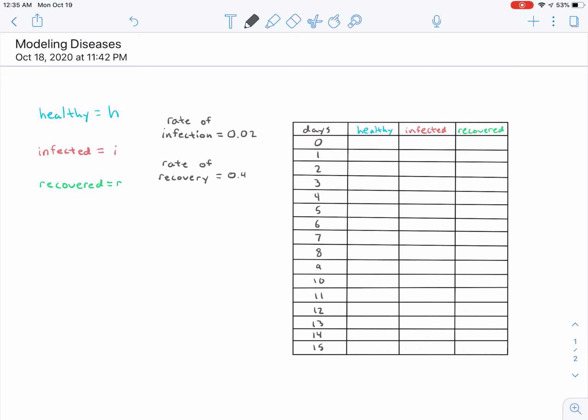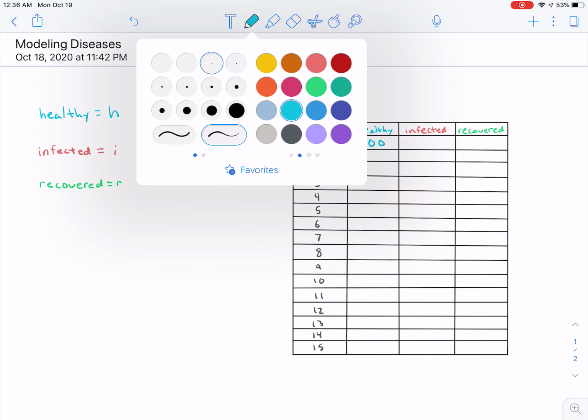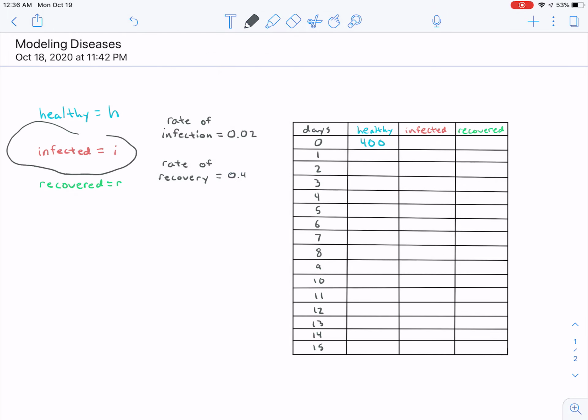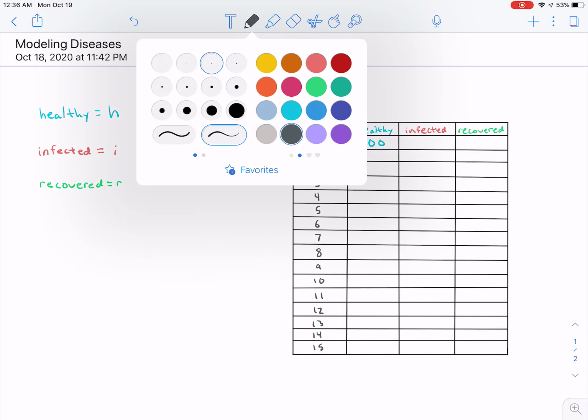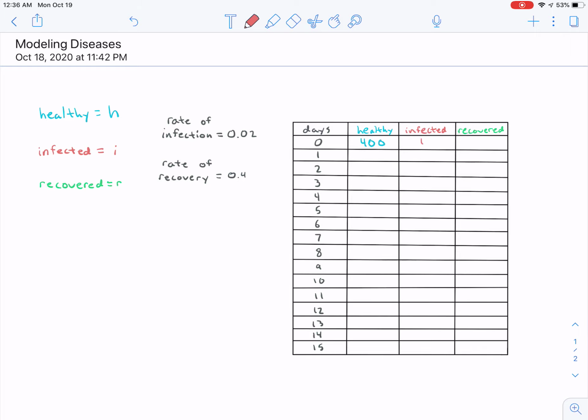So the way this works is you have a certain number of healthy people, right? These are the healthy, happy people that aren't infected with anything. So for the purposes of this, let's say we have 400 healthy people in our population, right? Then you have the infected people. The infected people are obviously the people that are infected. So for this, let's say we have just one infected person.